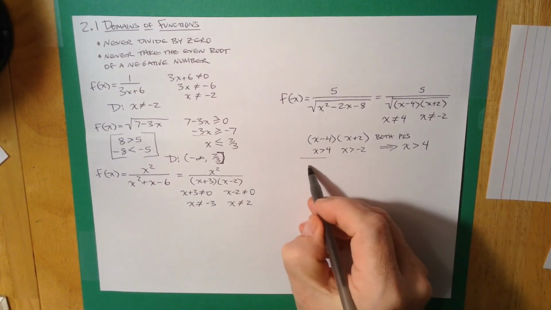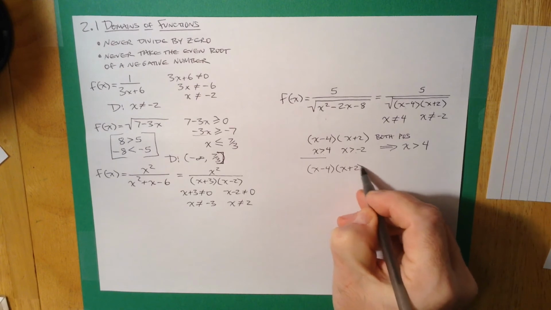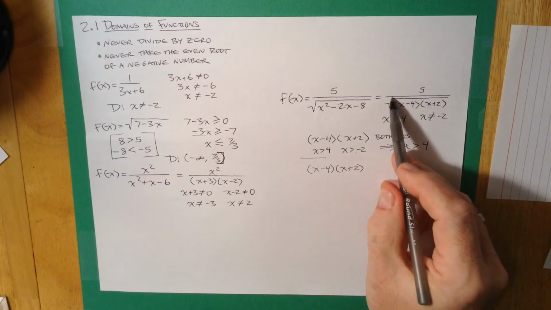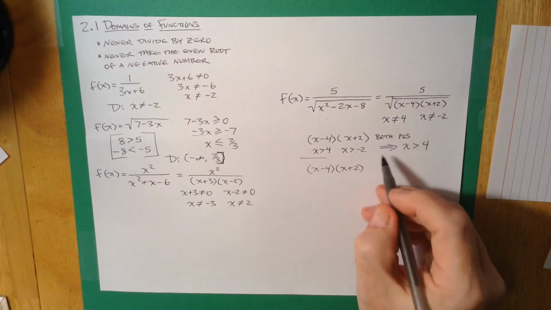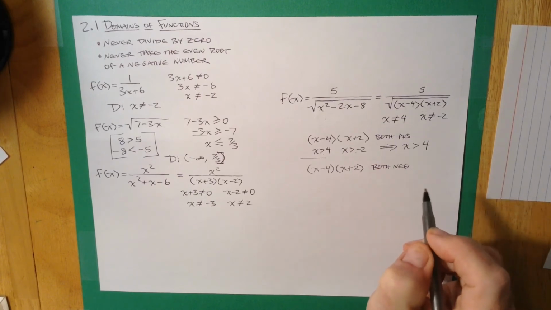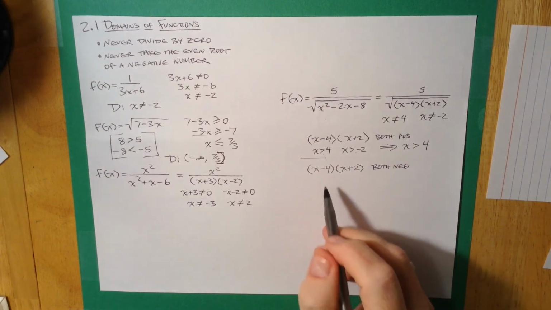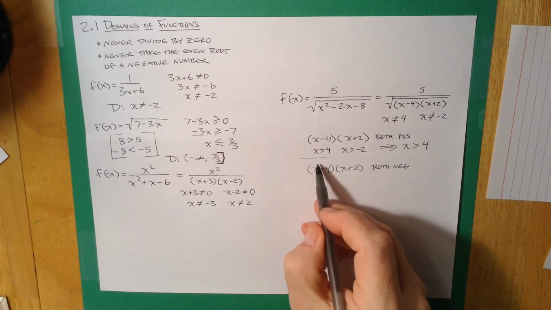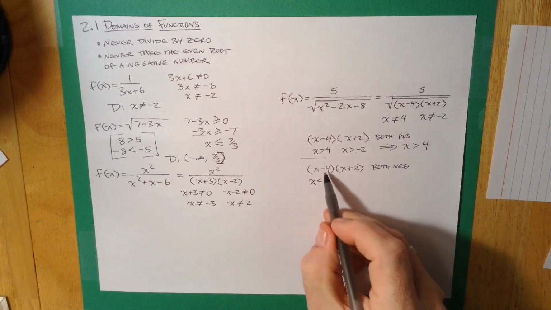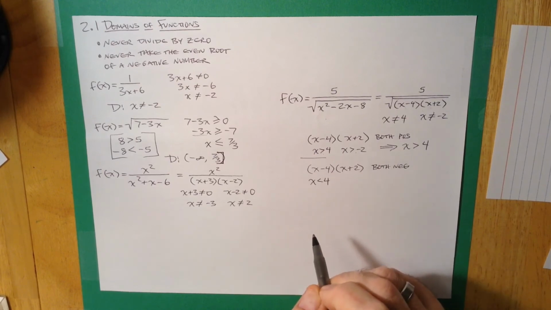Alright, let's consider this product again. The factors are x minus 4 and x plus 2. Now, we said the other way that we can ensure that the term under the radical is positive is that they're both negative. Okay? For what values of x will x minus 4 be negative? Well, anytime x gets smaller than 4, anytime x gets down below 4, like 3 or 2 or 1, this difference is going to be negative.